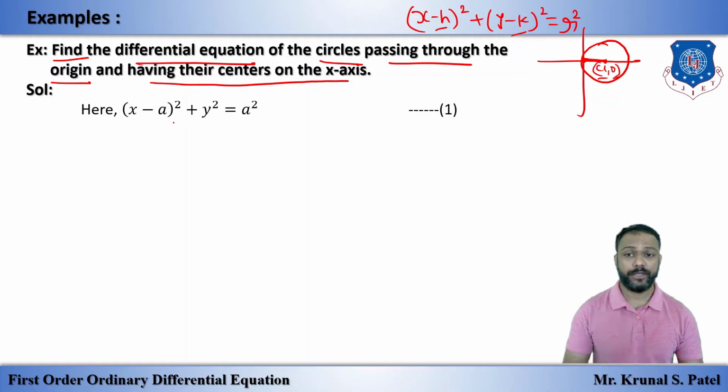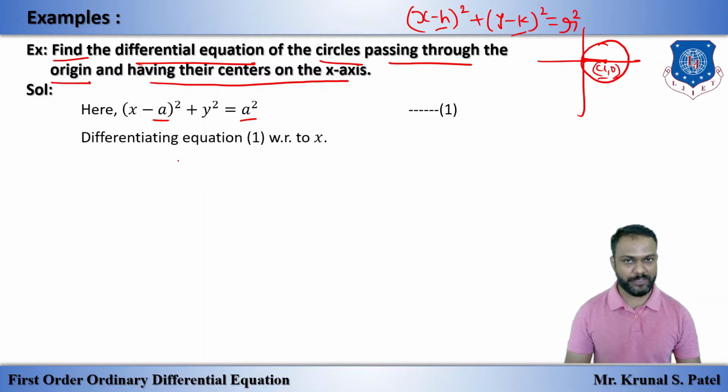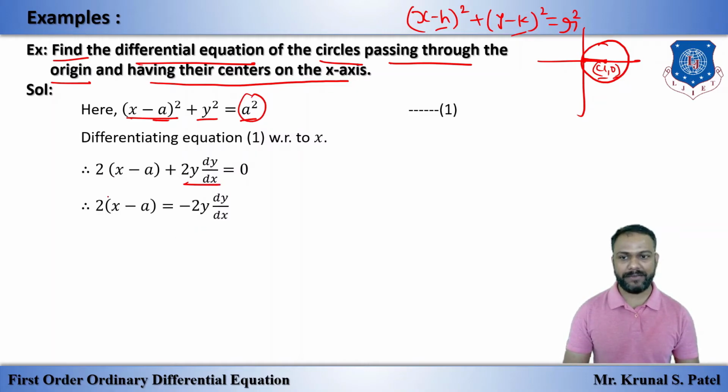Now here you can see that we have only one arbitrary constant, so we will differentiate only once. Not more than one, not less than one, compulsorily only once. And we have to eliminate this arbitrary constant a. So we will differentiate with respect to x. We know that the derivative of y squared is 2y dy by dx, and the derivative of a squared is 0. Now we take this term to the right hand side, and by canceling out the 2, we have this.